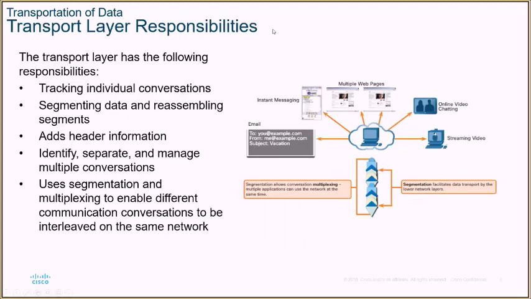So the responsibilities of a transport layer: tracking individual conversations, segmenting data and reassembling segments, and adding its own header information. It identifies, separates, and manages multiple conversations, and uses segmentation and multiplexing to enable different communication conversations to be interleaved on the same network.